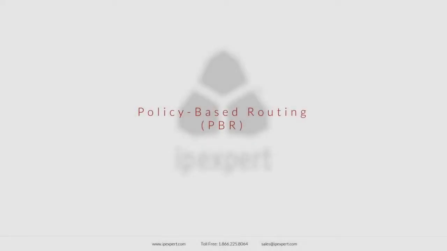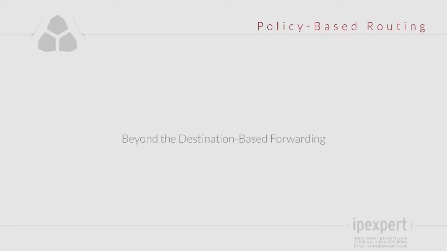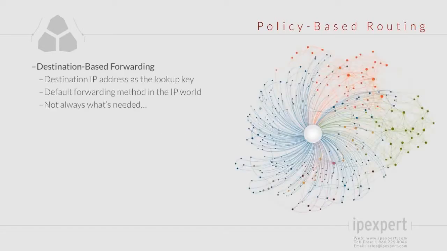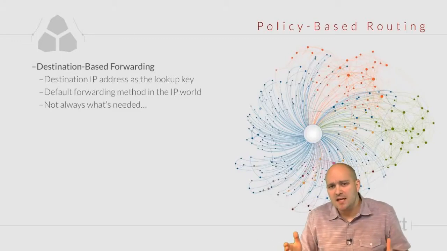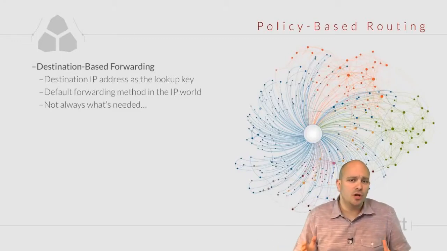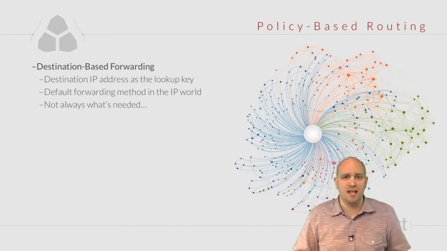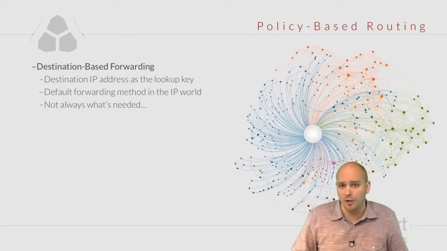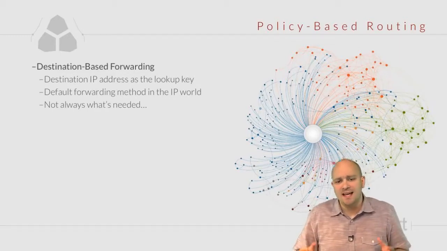We are now going to talk about policy-based routing, or the PBR as it is sometimes called. PBR is the way in IOS in which we can go beyond the default destination-based forwarding. Now, what is destination-based forwarding? In the IP world, the primary lookup key for forwarding the traffic is the destination IP address on the packet that is being forwarded. In some cases, this is not exactly what we want to do.